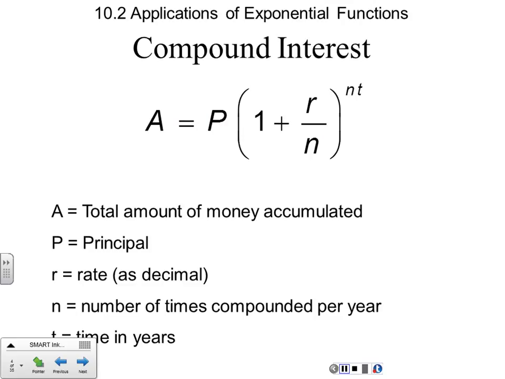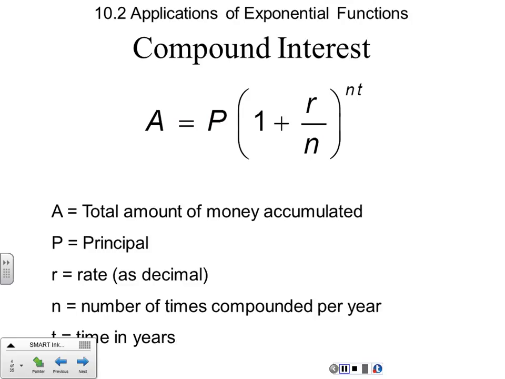All right? And then R is going to be the rate. Let's say that you're getting an investment, a CD or whatever, at 5%. So that would be your rate. And I would suggest that you change that to a decimal. It's just easier to work with. So make sure you know how to change your decimal to a percent and percent to decimal.